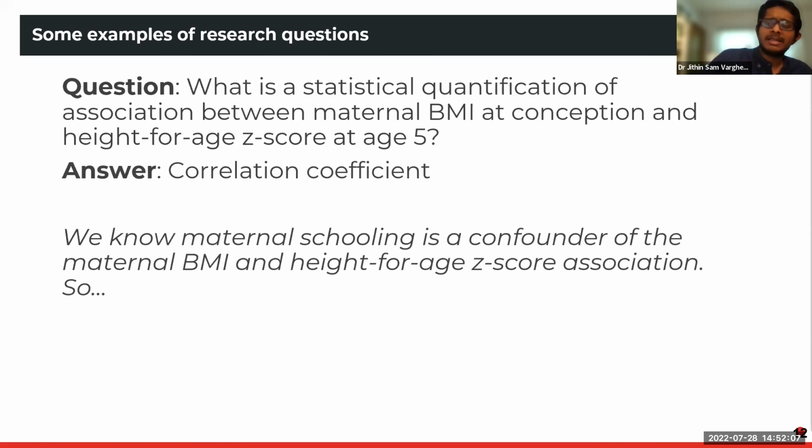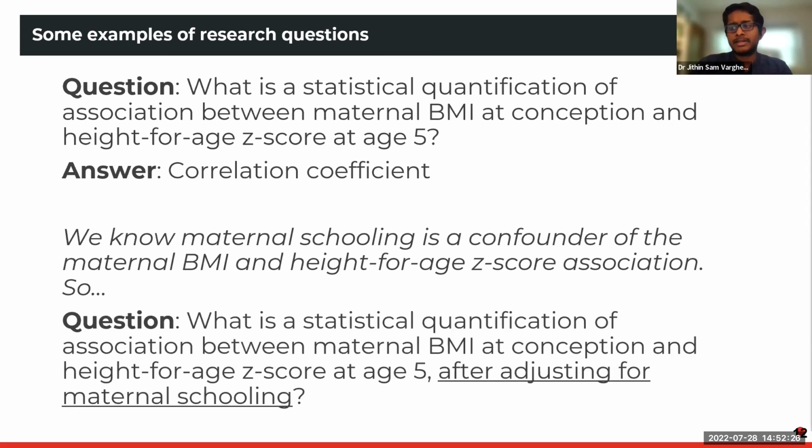Now, we know that maternal schooling is a confounder of the maternal BMI and height for age z-score association. I will provide the technical definition of a confounder later, but for now, most of us know that maternal schooling predicts maternal BMI and maternal schooling also predicts height for age z-score. So what is a statistical quantity that estimates the association between maternal BMI at conception and height for age z-score at age 5 after adjusting for maternal schooling? And the answer is a regression coefficient.